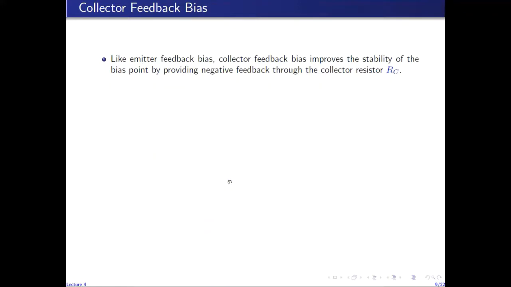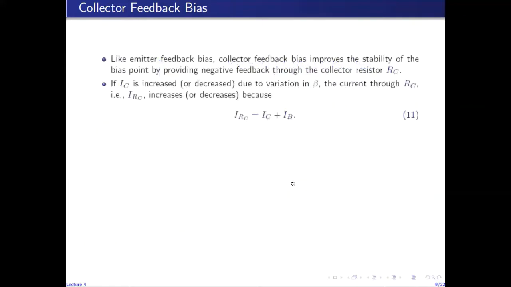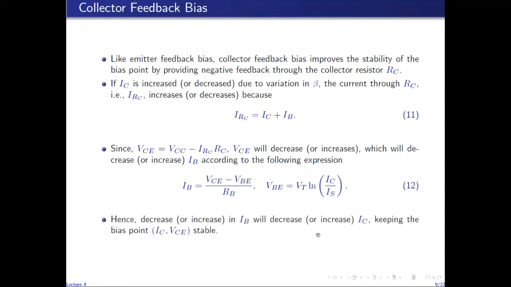So this expression is obtained by inverting this expression. So this current is IB. So IB decreases when VCE decreases. And when IB decreases, IC will decrease because IC is related to IB through beta. So in this way, the increase in IC is countered, and the negative feedback provided by RC helps in maintaining a stable bias point at the output.